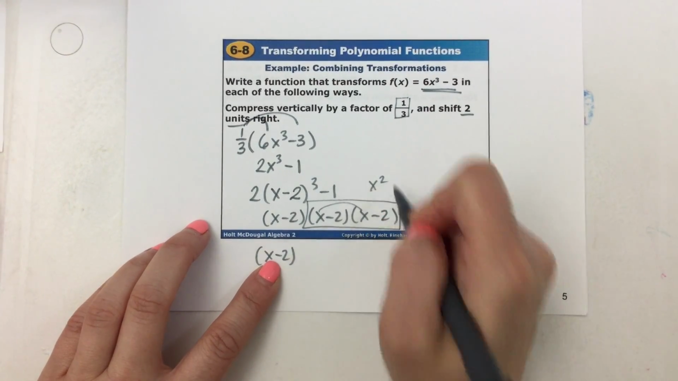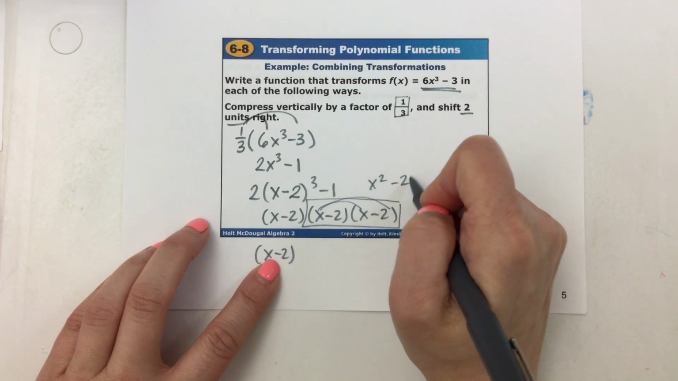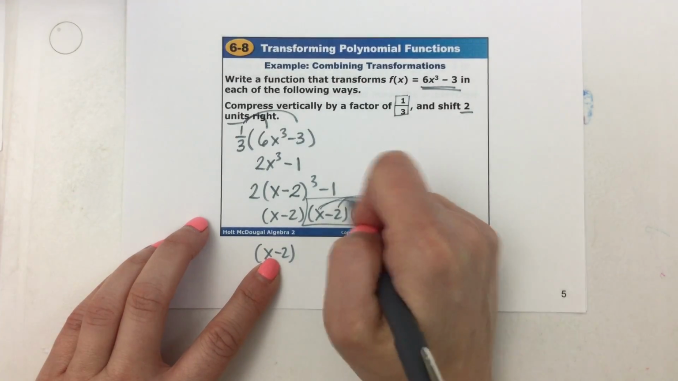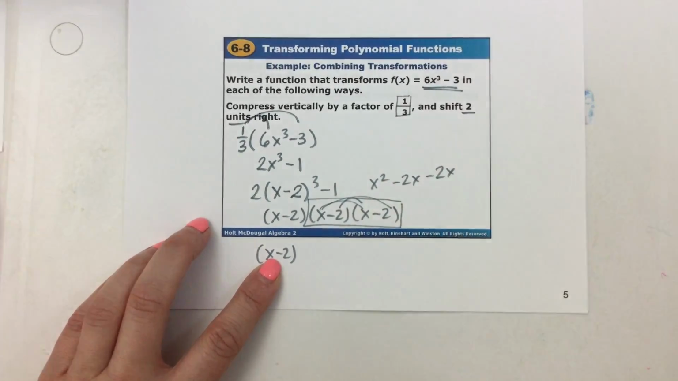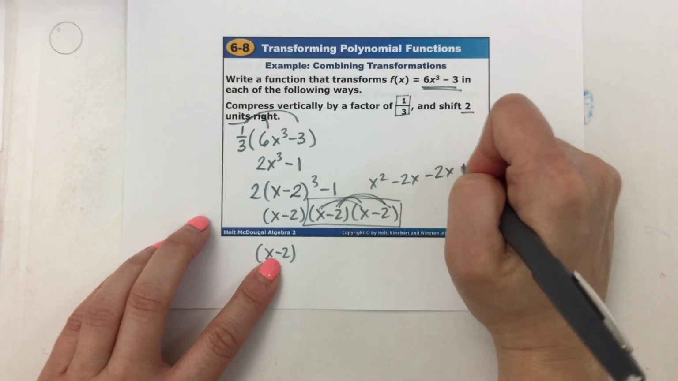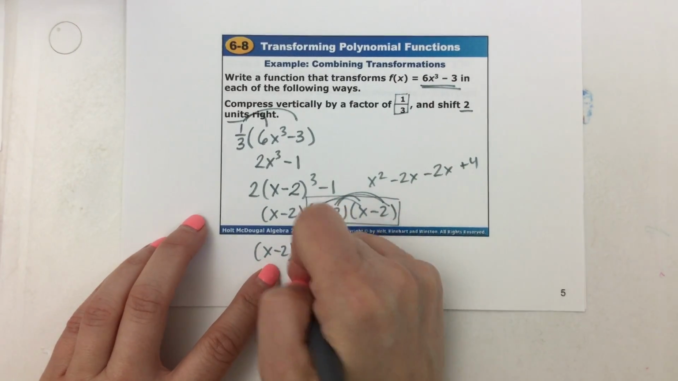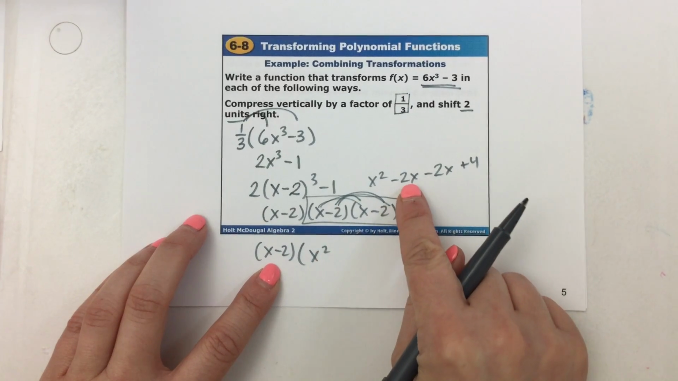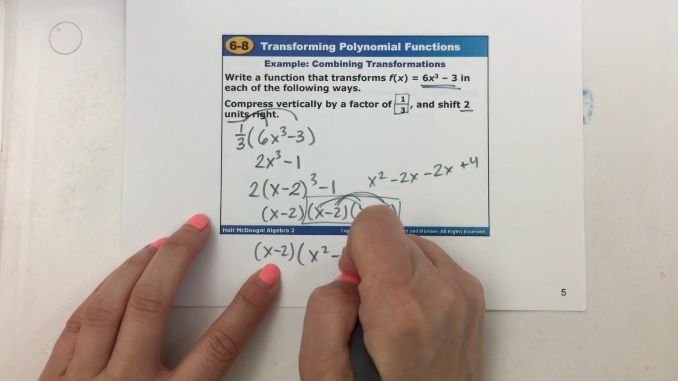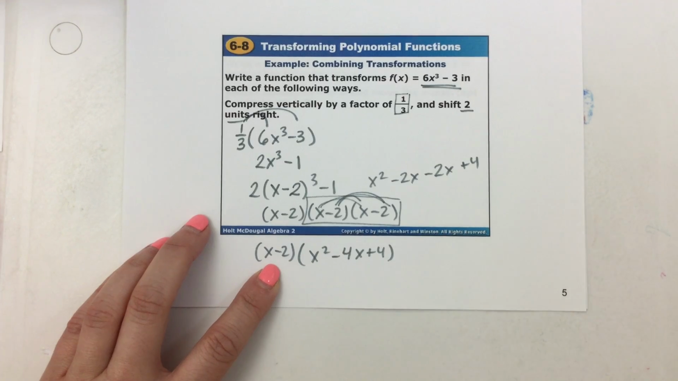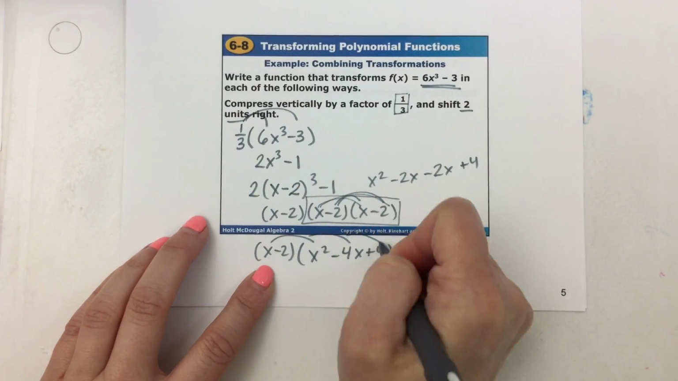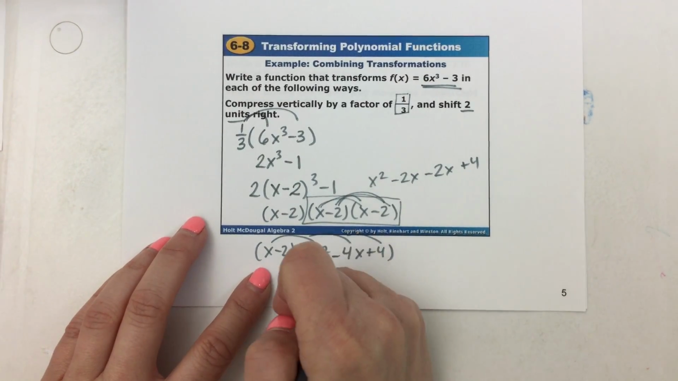X times x is x squared. X times negative 2 is negative 2x. Negative 2 times x is negative 2x. Negative 2 times negative 2 is a positive 4. So x squared, negative 4x plus 4. Now I need to distribute an x to everything.